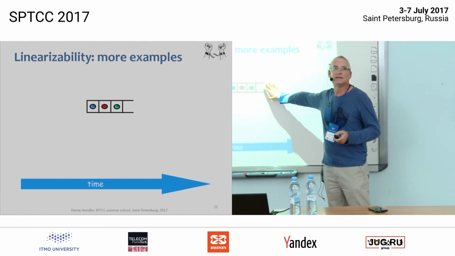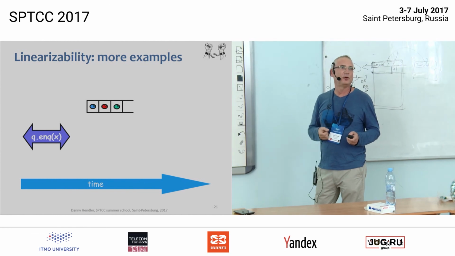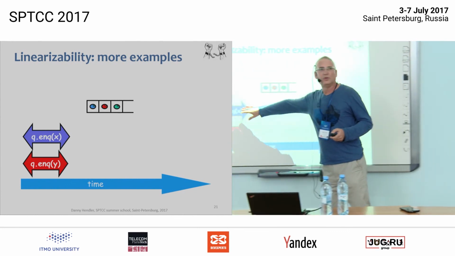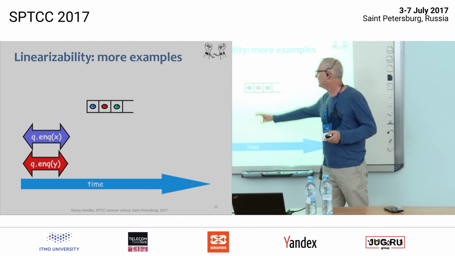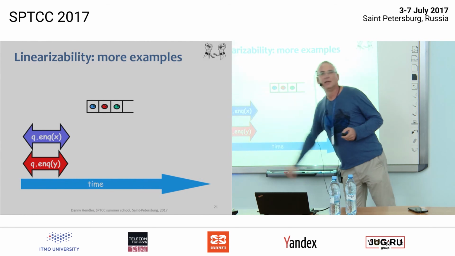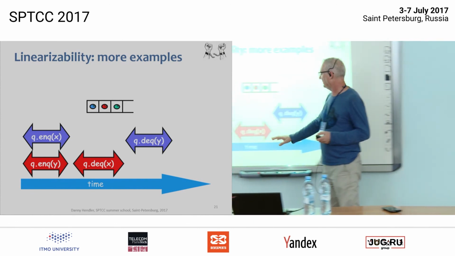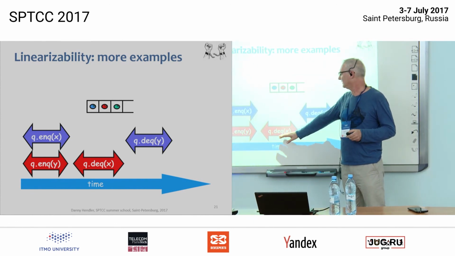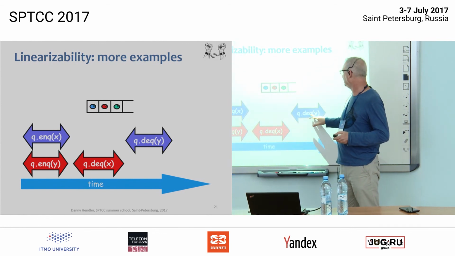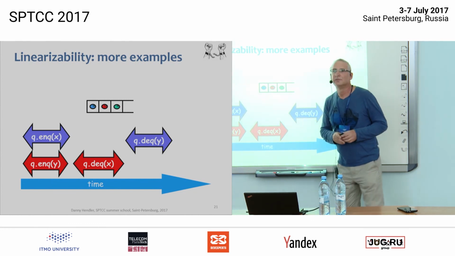Suppose we have this first in, first out queue, and we have two threads performing operations on this queue. So the blue thread performs an NQ of X concurrently with an NQ of Y operation by the red thread. And then we have two more operations. First, the red thread does a DQ and gets the value X. And then the blue thread does a DQ and gets a value of Y. So far, so good?